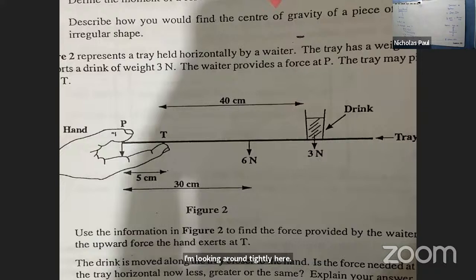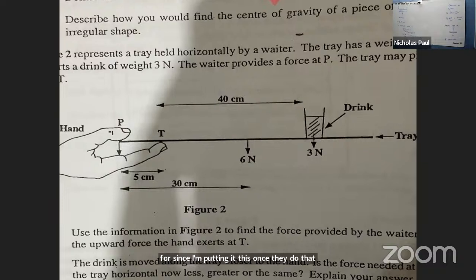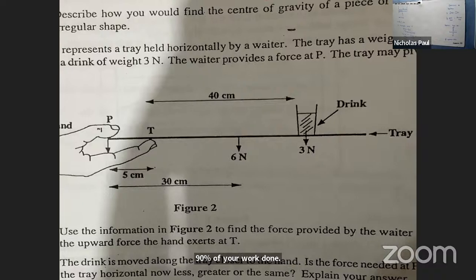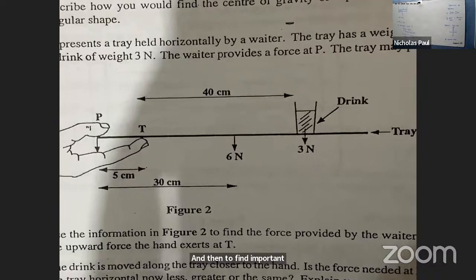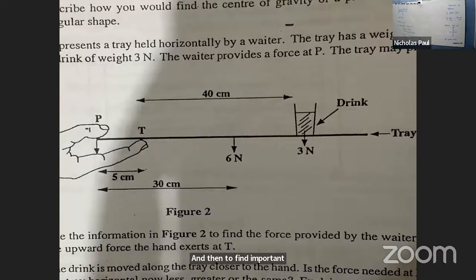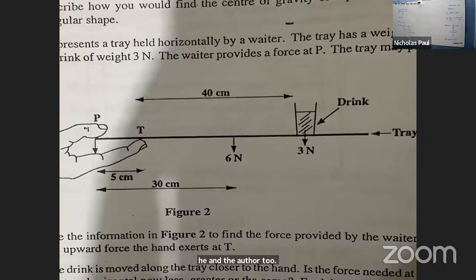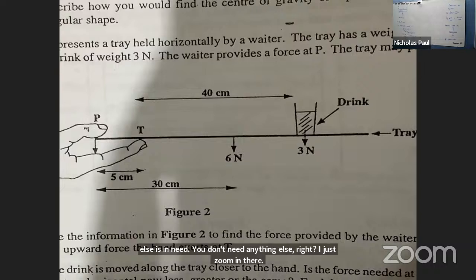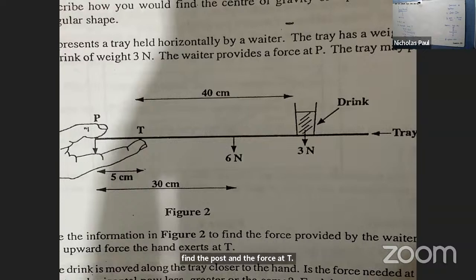Take your time, draw your diagram, put in your forces and put in the distances. Once you do that, 90% of your work is done. And then find the force at P and the force at T. You don't need anything else, right? Find the force at P and the force at T. Do not start the question until you have a proper diagram.